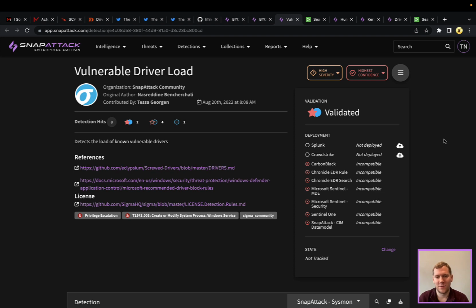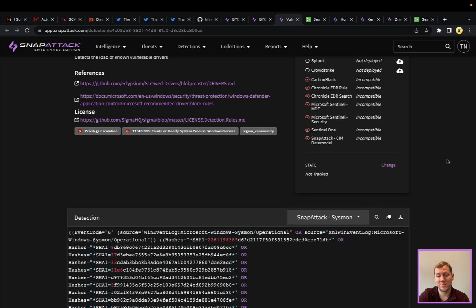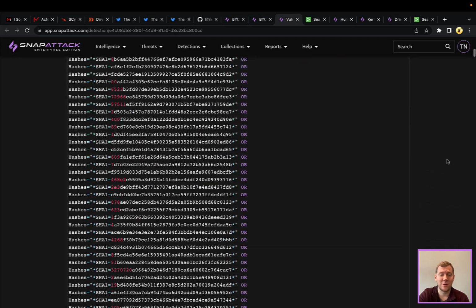There is a list of known drivers. These are, again, signed binaries. So again, an attacker is not going to want to change that because the signature would not be valid anymore. So IOCs, your domains, IPs, hashes, and specifically file hashes are a good way to do this.